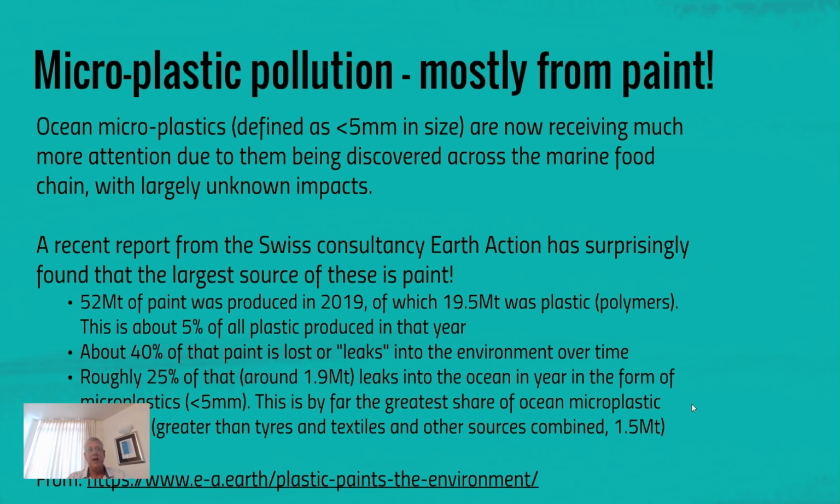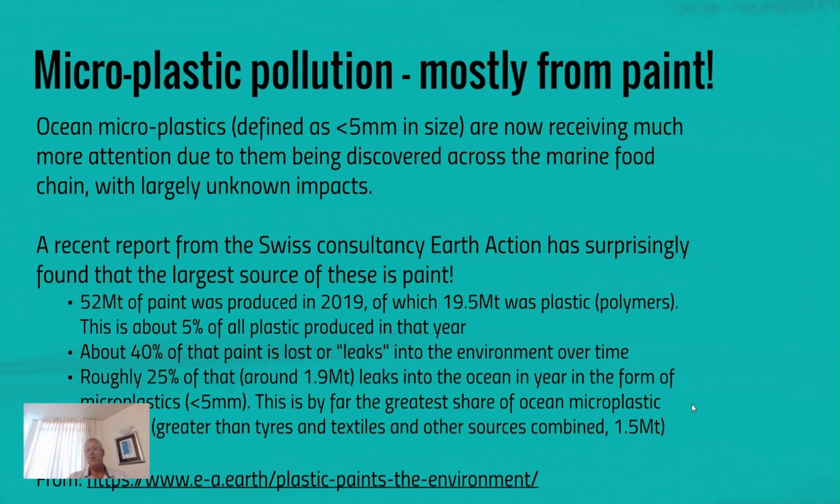So that's obviously bad, and also bad because we don't really know what the impacts are, but we can be sure they're not good. So it used to be thought that most of the pollution, microplastics, came from road dust, tire dust from roads and textiles, and other contributing things like breakdown of fishing gear. But it turns out actually the largest source is paint. This is from a report from the Swiss consultancy Earth Action. So 52 million tonnes of paint was produced in 2019. That's the reference year they used for their study. And of that, about 19.5 tonnes was plastic.